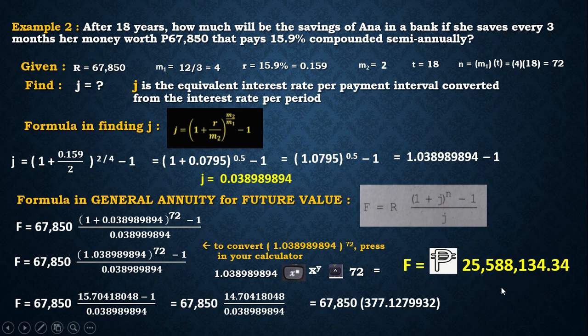25,588,134.34. So sa loob ng 18 years na paghuhulog ni Anna every 3 months sa bangko nang nagkakalagang 67,850 with the interest rate na 15.9% and compounded semi-annually, nakaipon po siya ng 25 million, 588,134.34 for 18 years. Let's take example number 3.